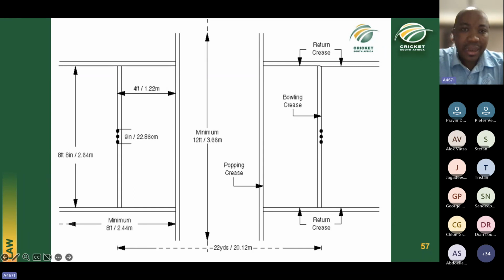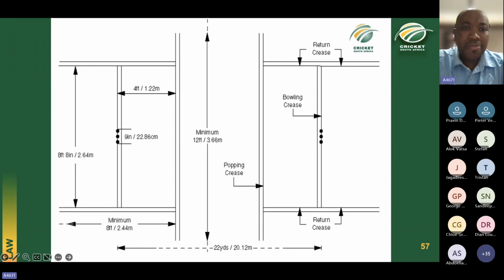And the length of the return creases is a minimum of 2.44. And the length of the popping crease is a minimum of 3.66. If you can remember the length from the bowling crease to the popping crease of 1.22, you multiply that by 2, what do you get? You get 2.44, which is the minimum length of the return crease. And if you multiply 1.22 by 3, you get 3.66, which is the minimum length of the popping crease.